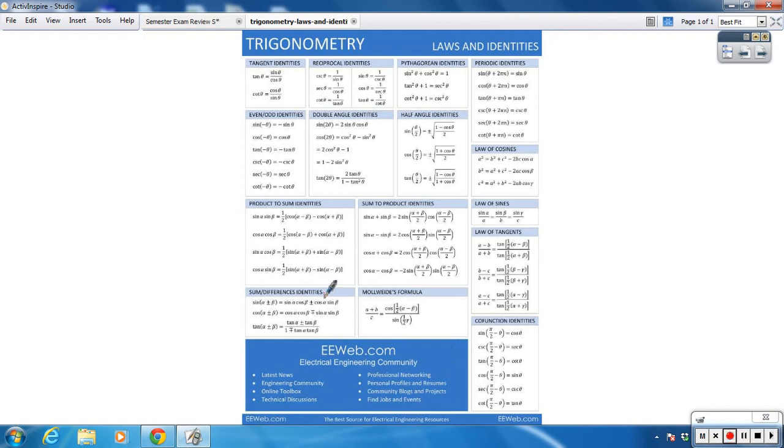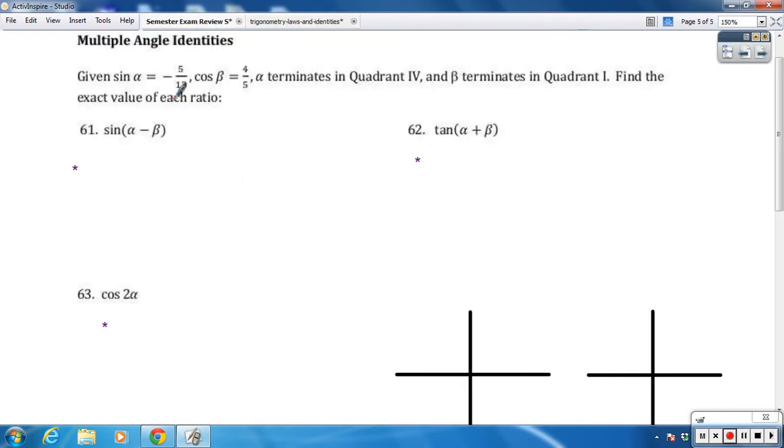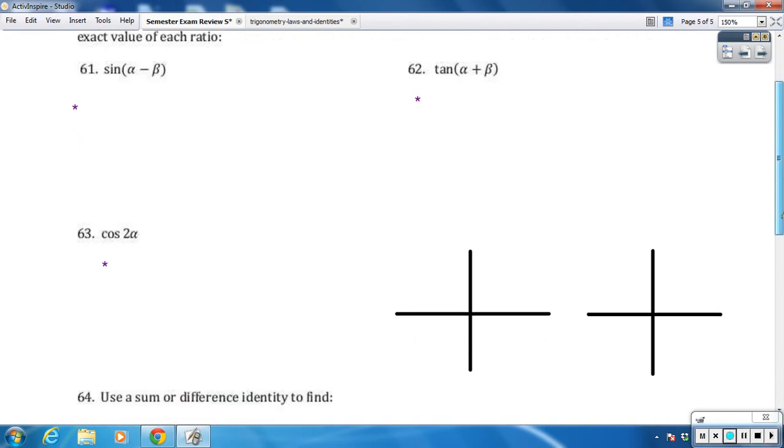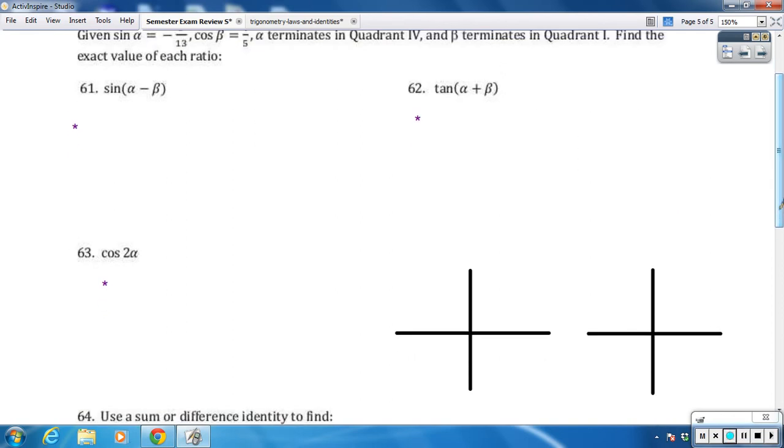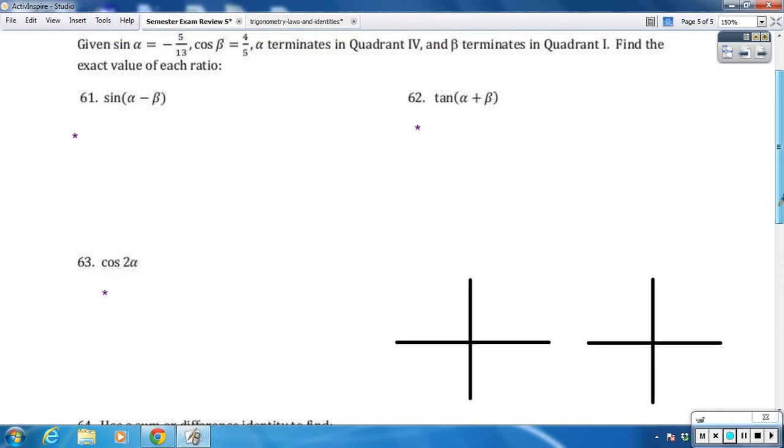All right, so we're going to be using the sum and difference and the double angle identity sections of this formula chart. The first thing I notice is that I'm given two ratios, a sine and a cosine ratio for two angles, angle alpha and angle beta. So I'm going to draw those angles on a coordinate grid and figure out what their reference triangle would be before I do anything else.